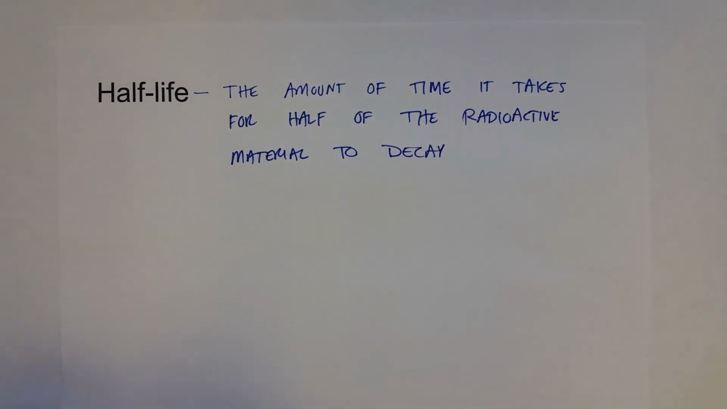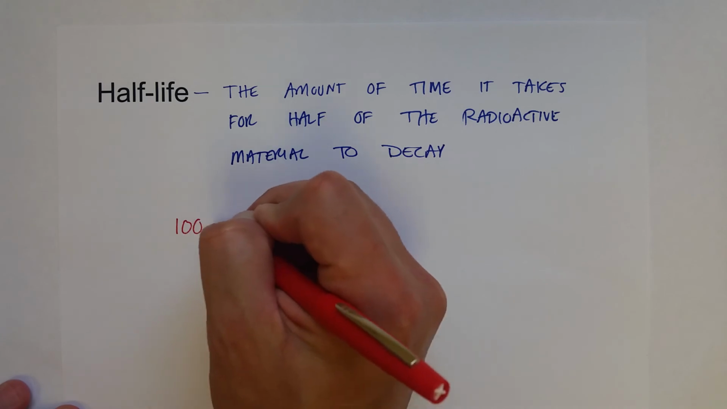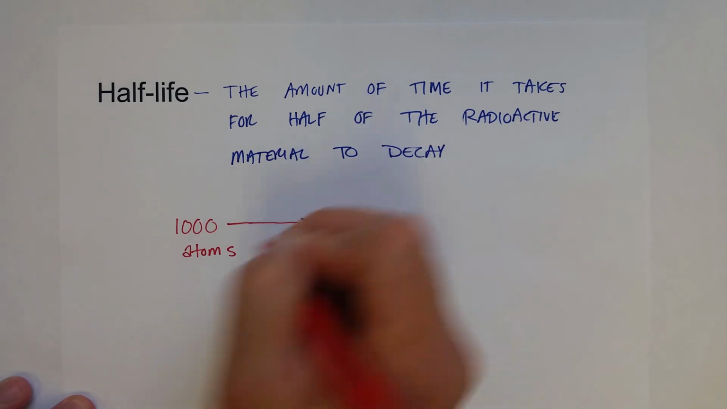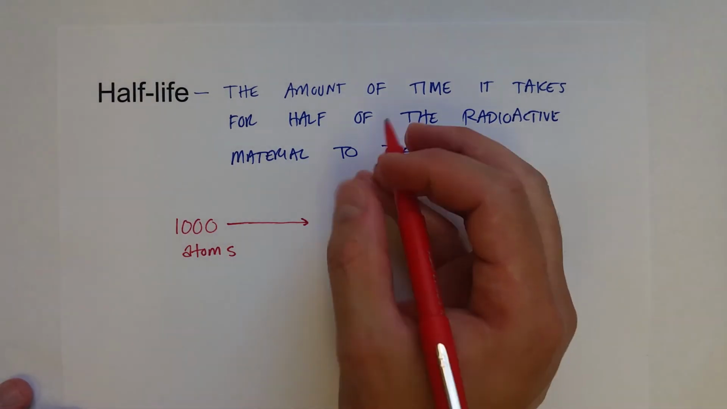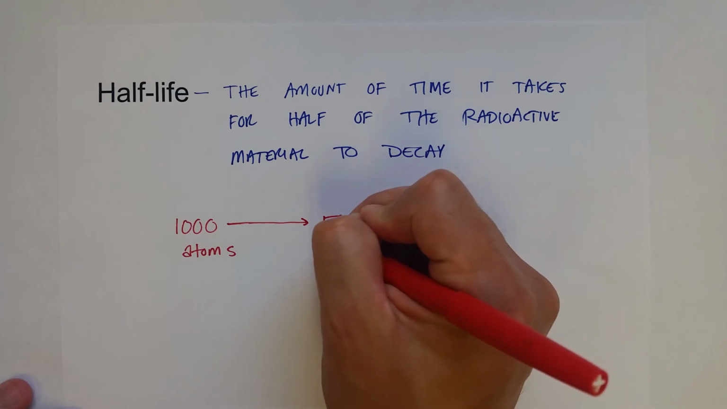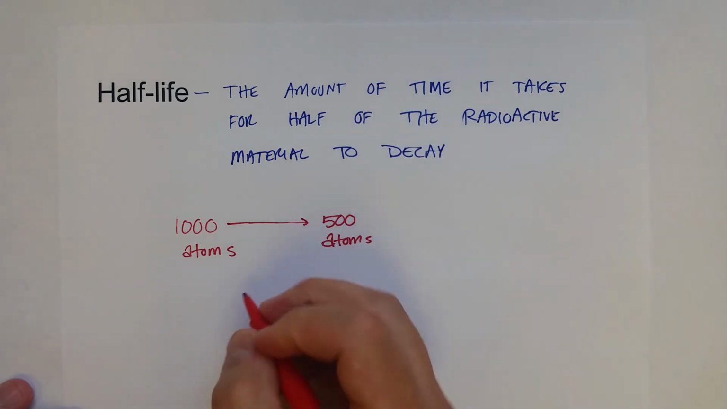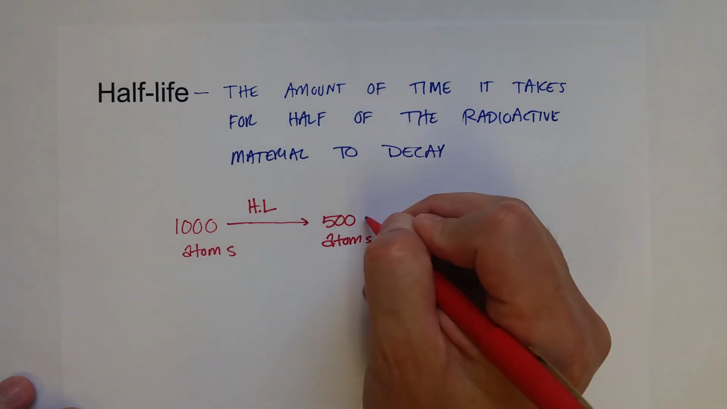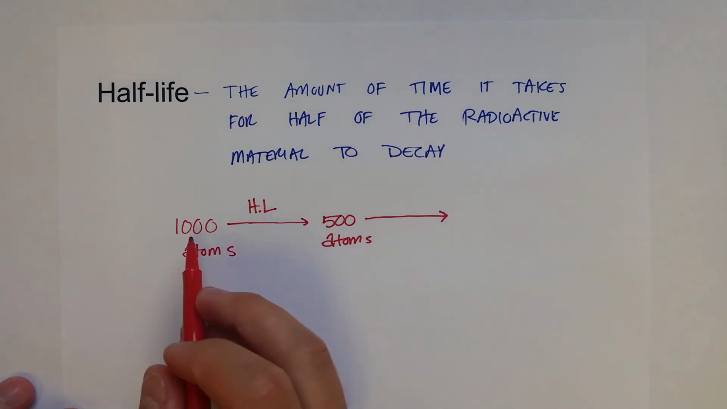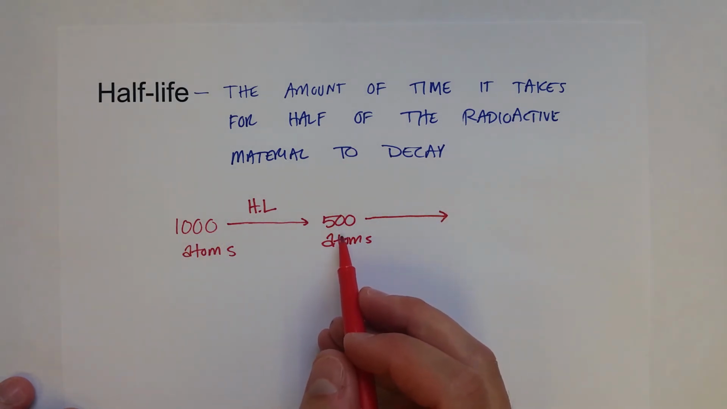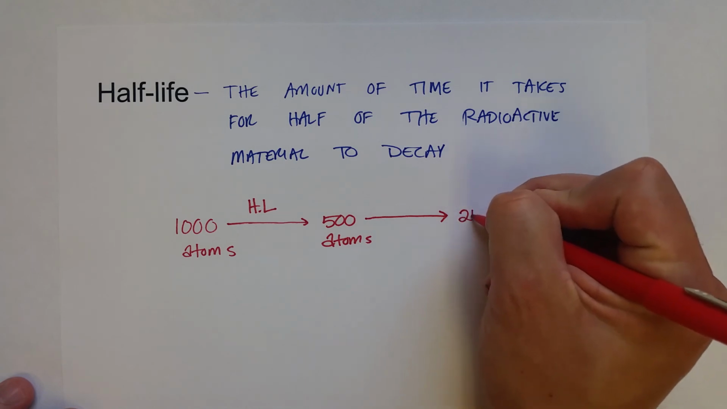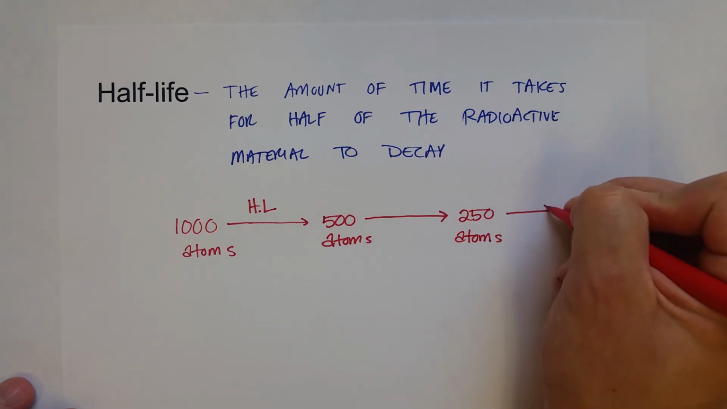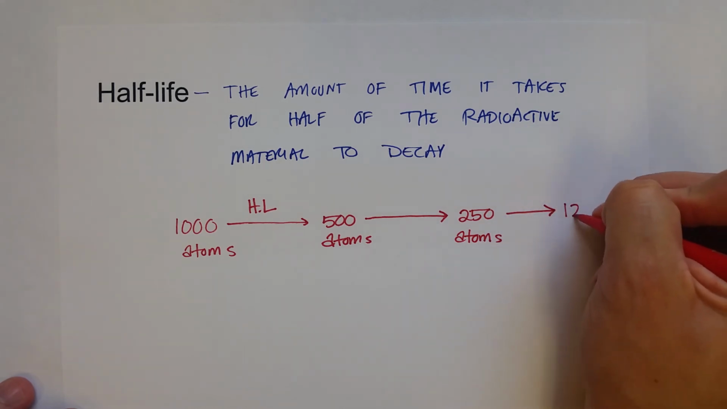Okay, so what that means is, let's say you start out with 1,000 radioactive isotopes, or 1,000 atoms. Right? However long it takes for that sample to decay to 500 atoms is known as the half-life. In a second half-life, that same amount of time has passed since the 1,000 atoms decayed to 500. In the second half-life, the sample will decay to 250 atoms. And so on and so forth, from 250 to 125.